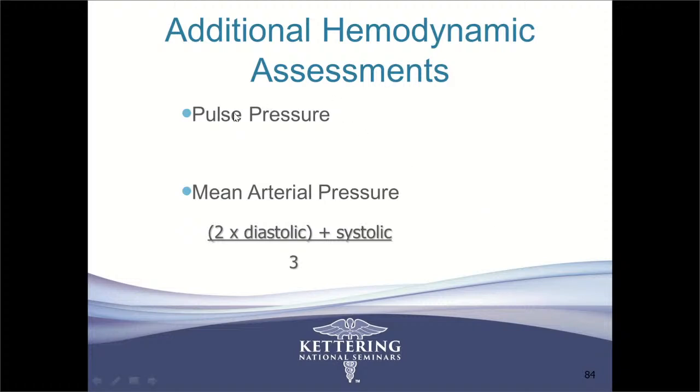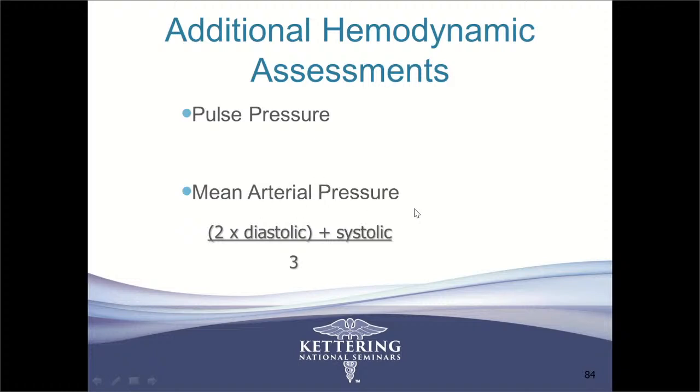So additional hemodynamic assessments, the first one there, top of page 63, is the pulse pressure. So highlight pulse pressure. And you see the formula for pulse pressure is letter A. That's systolic pressure minus diastolic pressure. That equals pulse pressure. And so that's important to know if we're moving blood. We've got to have a gradient in order to move blood. All right, that's a pretty easy one to remember to do. Systolic minus diastolic.